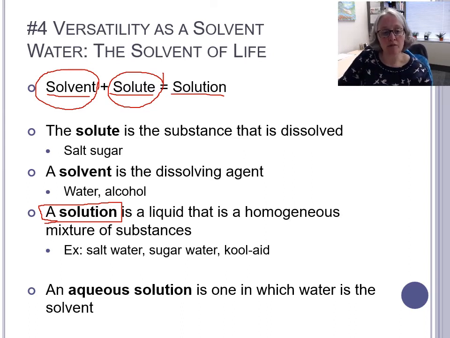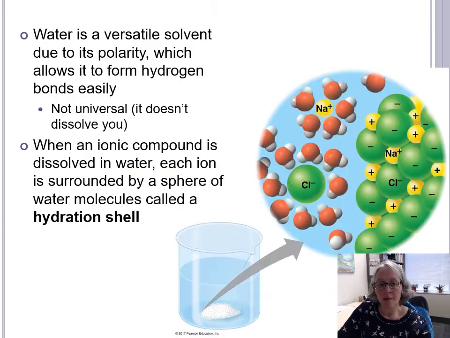One particular type of solution that we often talk about are aqueous solutions. Aqueous solutions are those in which water is the solvent. Often in biology, we're going to be talking about aqueous solutions because water is a really good solvent. It's able to dissolve things. As we think about water, notice that I keep saying that it is a versatile solvent. I'm not saying that it's a universal solvent. So it's a really good solvent because it's able to form hydrogen bonds because of its polarity.